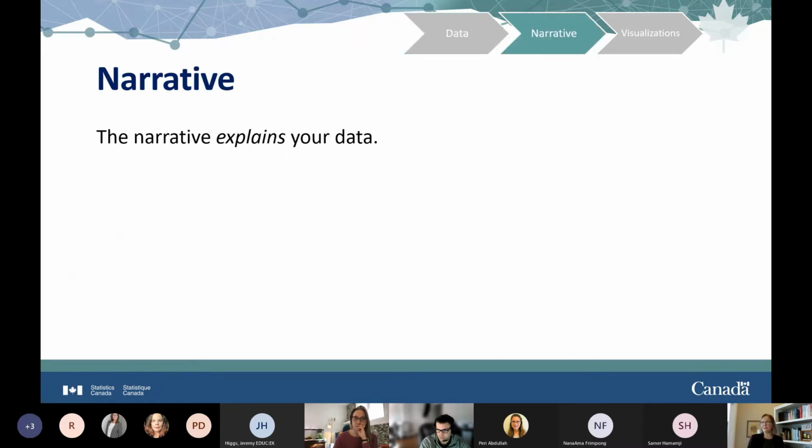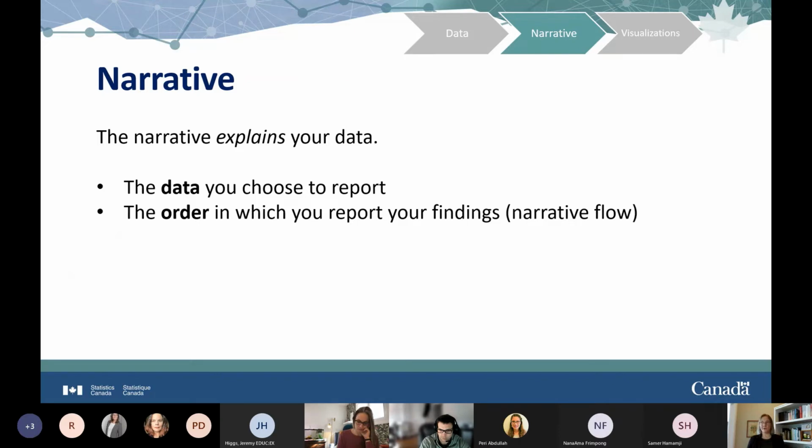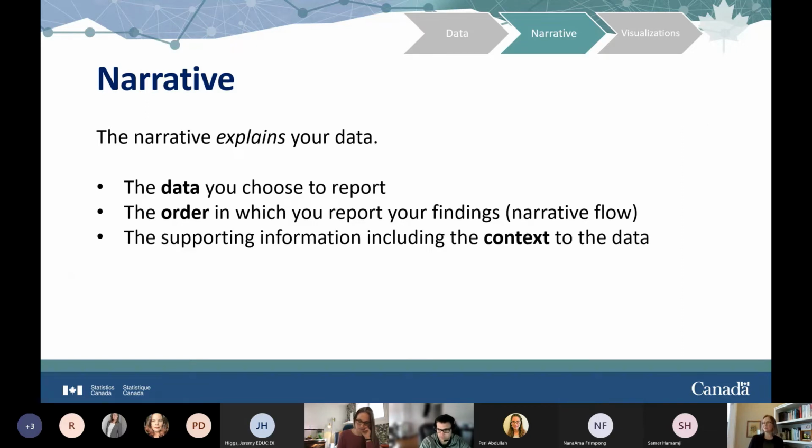The narrative, the second component of a narrative. Well, the narrative explains your data. So what's the narrative? It's the data that you choose to report. Again, you are your own thorough editor at this point. It's the order in which you report your findings. We're going to talk about narrative flow in a few slides, so keep that in mind. And it's the supporting information, including the context to the data.